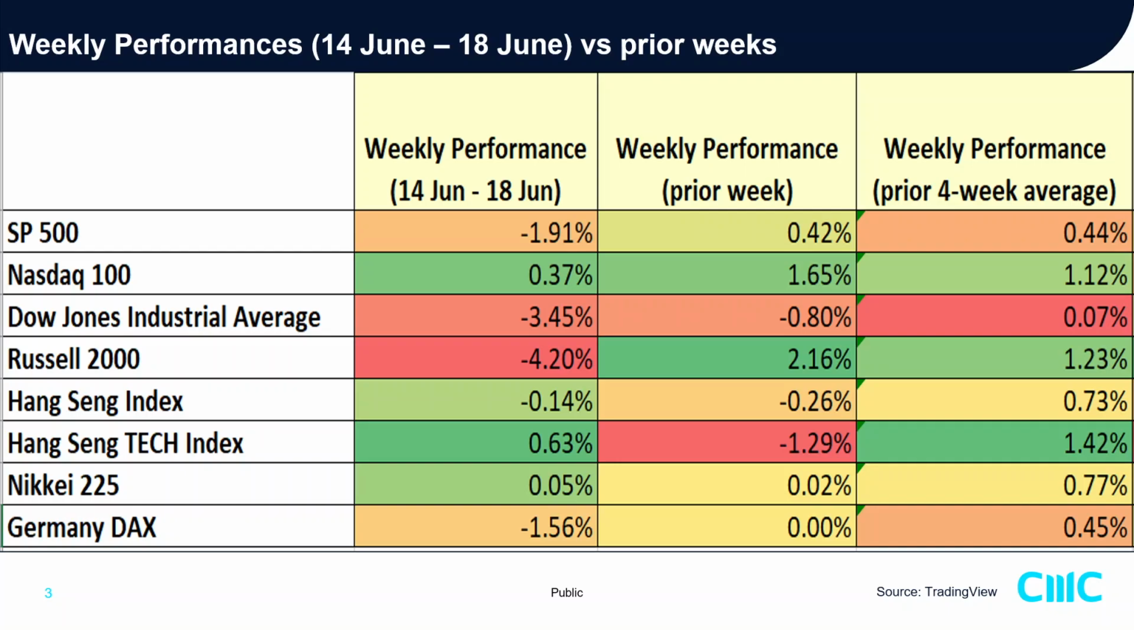Hang Seng Tech Index, which comprises the China big tech stocks like Alibaba, Tencent, JD.com, Sunny Optical, this kind. So it's actually showing a remarkable return in the sea of red last week, which is 0.63%. Also above its prior week performance of negative 1.2%, and I would say that it's still below its prior 4-week average at 1.42%.